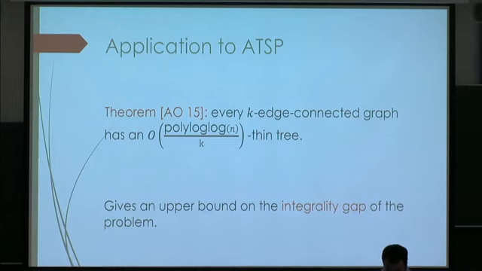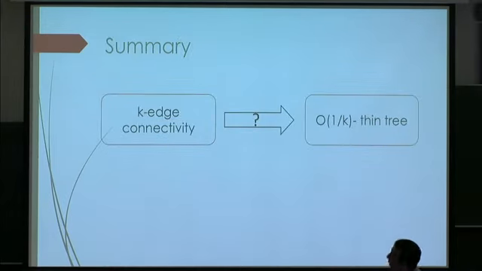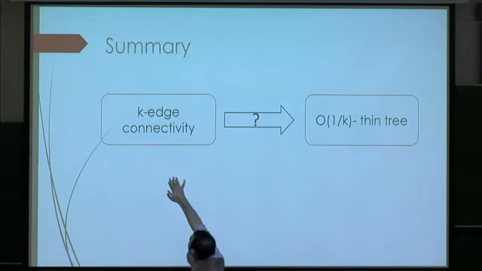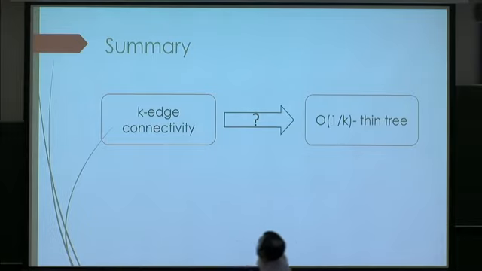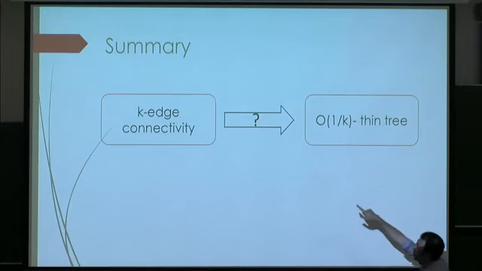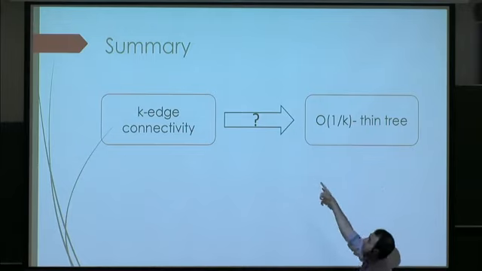All right, so this turned out to be faster than I thought. So to summarize, the conjecture that I'm interested in is the thin tree conjecture. Given a k-edge connected graph, you're looking for an O of 1 over K thin tree. That's Goddyn's conjecture that we don't know how to prove.